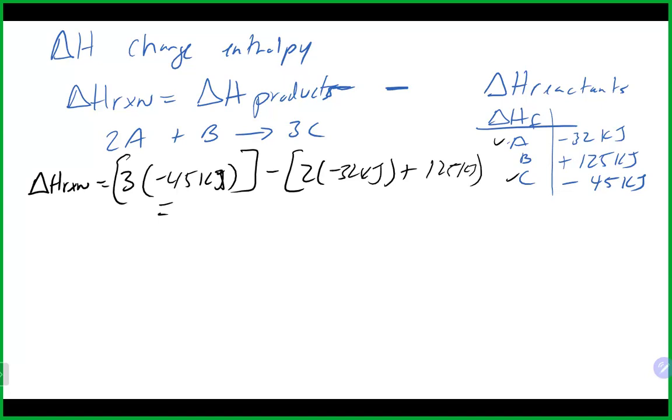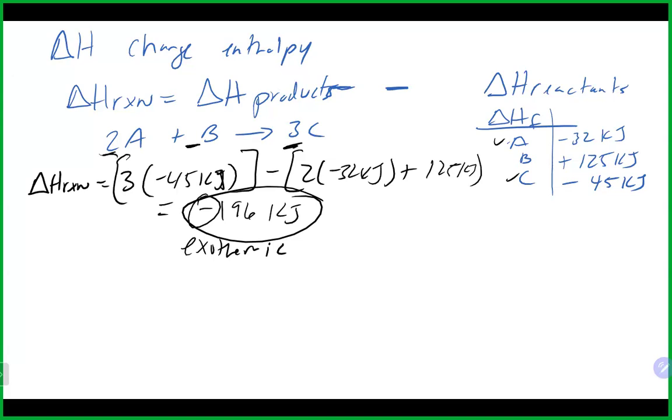we end up with an answer of negative 196 kilojoules. In this case, it would be exothermic because of the negative value for our delta H. So again, it's important to take into account the coefficients as you're doing this delta H. Any questions on that there? Now, if you ended up with a positive value for delta H, then it would be an endothermic reaction. Energy is being absorbed.